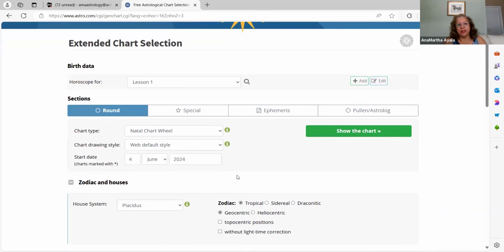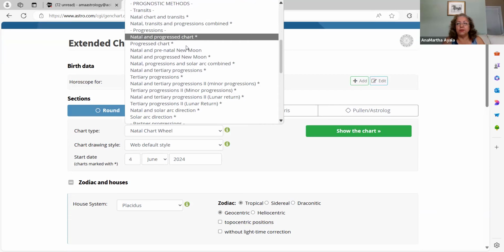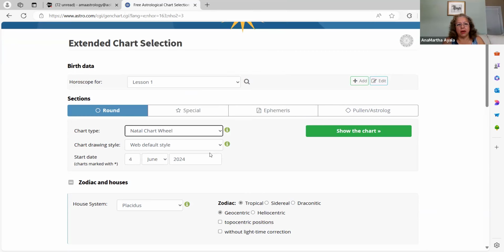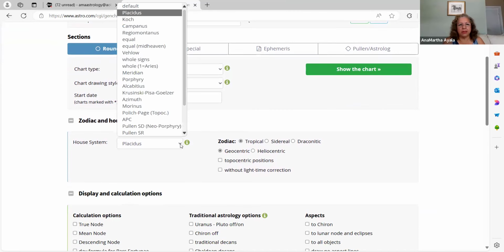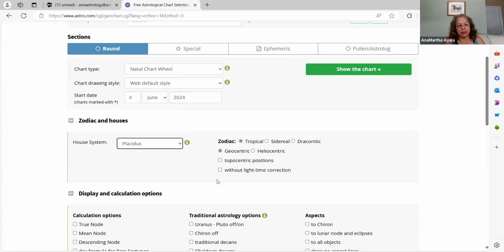Now, this is going to show you, number one, you have a drop-down menu here that you can do a lot of different charts. We're only going to do the natal chart, the basic natal chart. This is how the wheel is going to look. And we're just going to keep it as the default drawing, okay? Now, the house systems over here, I use Placidus, but you could use whole sign, you can use equal, you can do any of these, right? But like I said, I use Placidus.